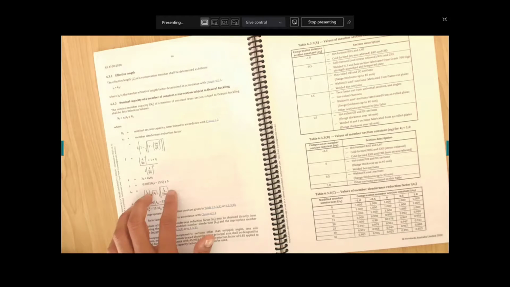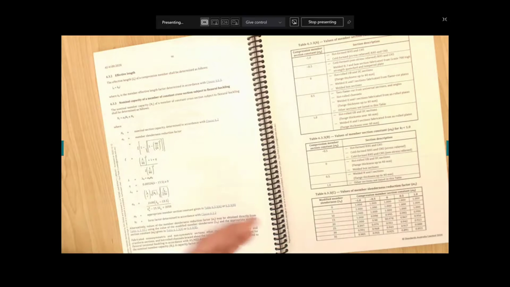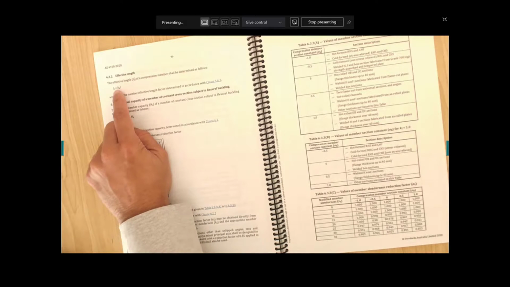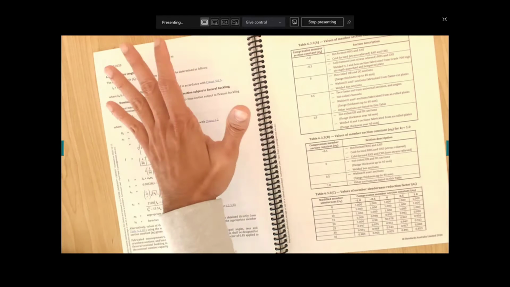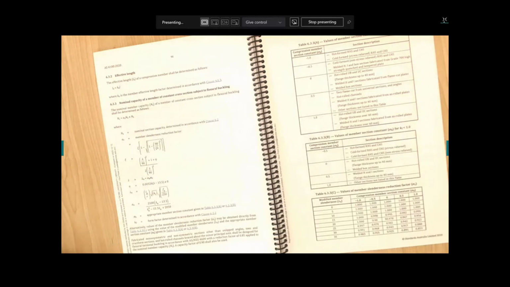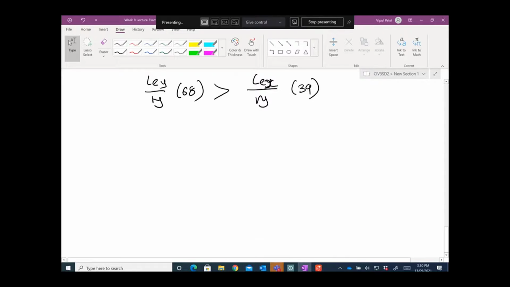They want you to figure out which side your buckling is going to occur. It's not saying LEX or LEY, so now our calculation would be based on the Y-Y axis. We're not going to work on the X axis. So that interpretation is very important.